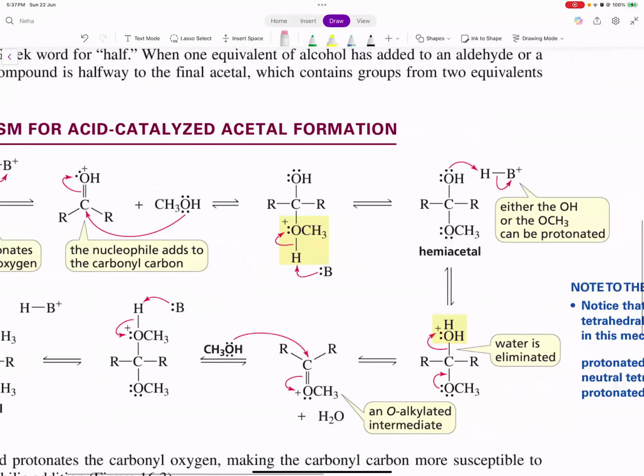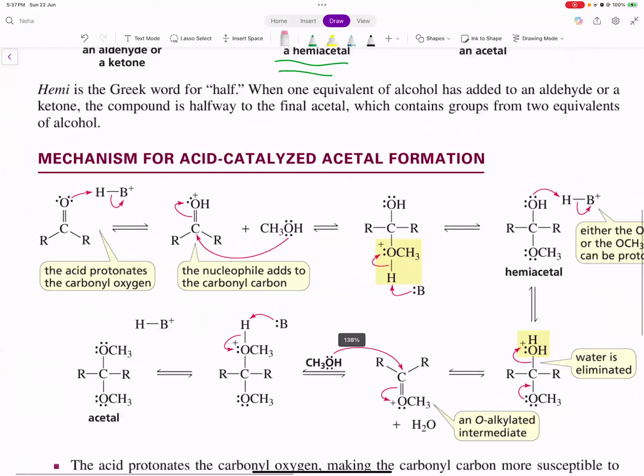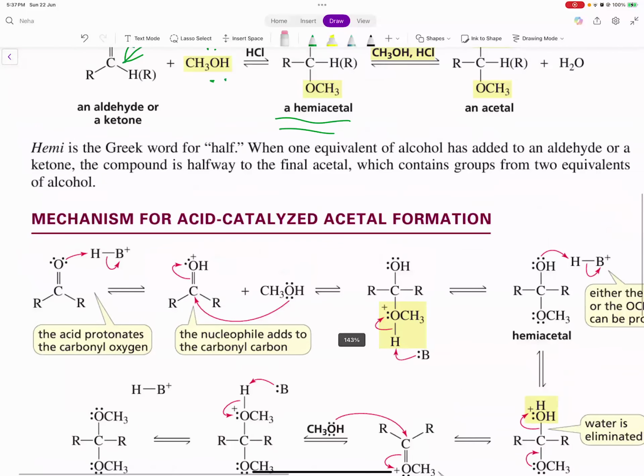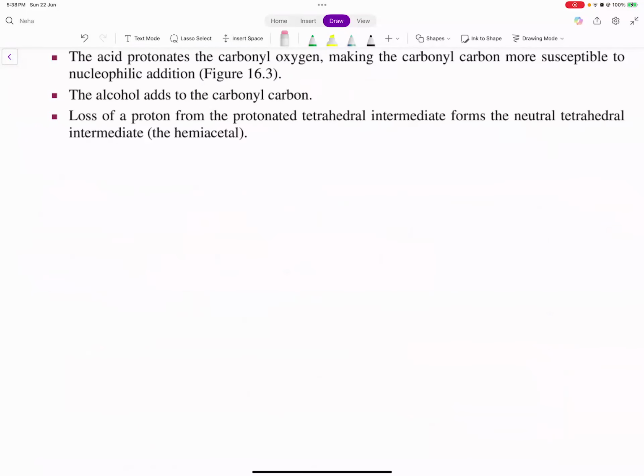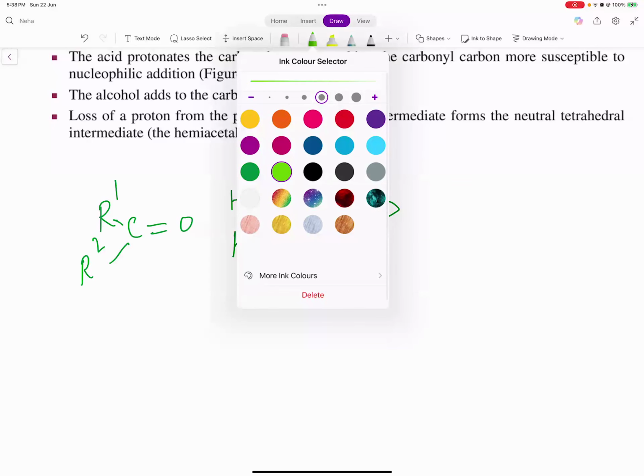And after that, what happens? Again, this OH is protonated, this goes out, and then further it attacks. But anyway, here comes when we have to get the products for 2 moles R1, C double bond O, R2, and HOR3. Right? You know what I'm doing now?